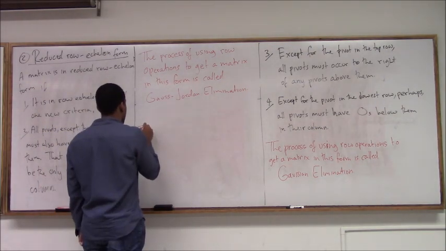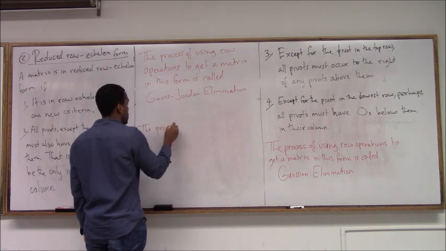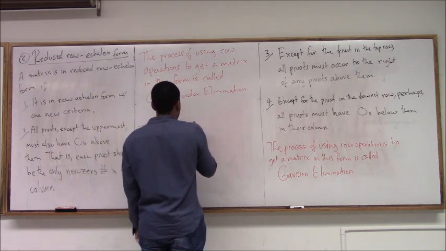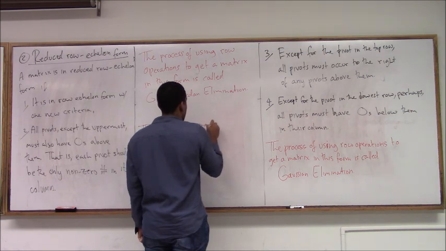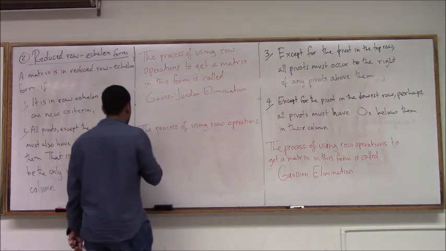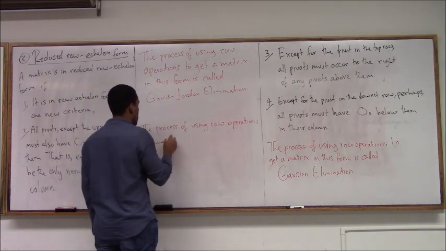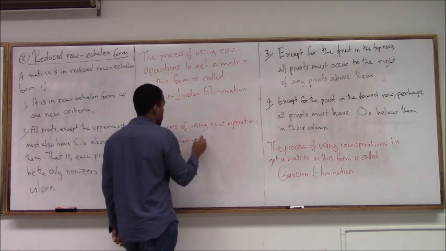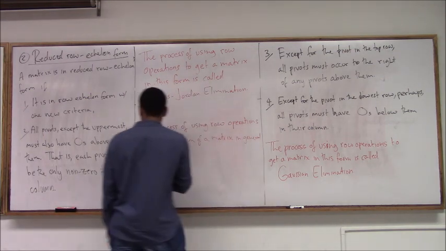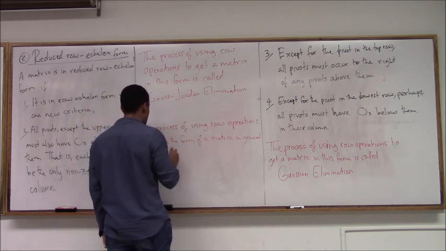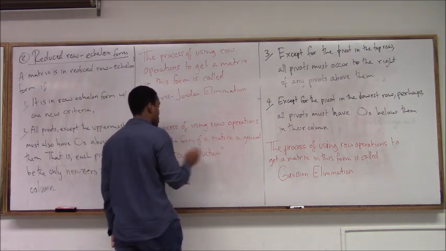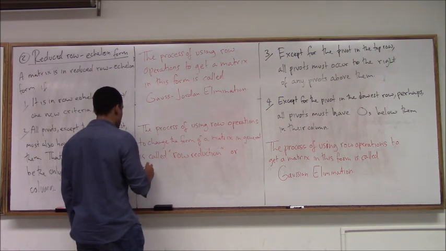There's another thing that you can say. The process of using row operations to change the form of a matrix in general is called row reduction, or elimination.